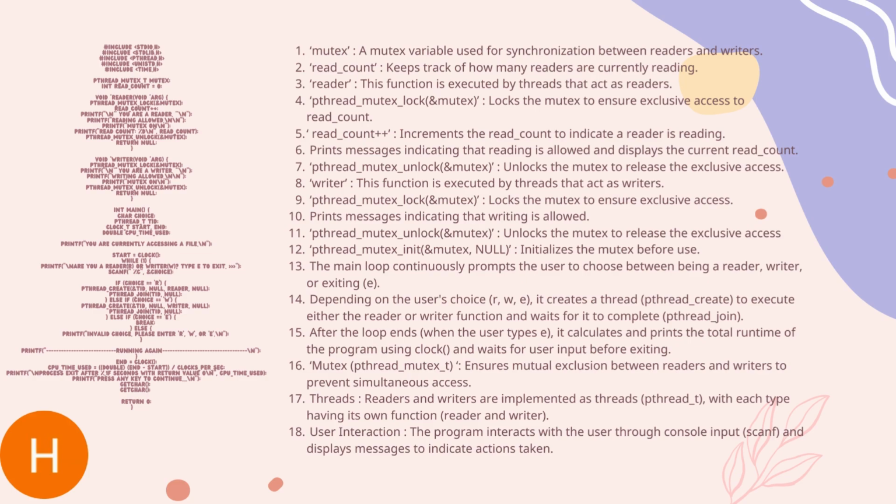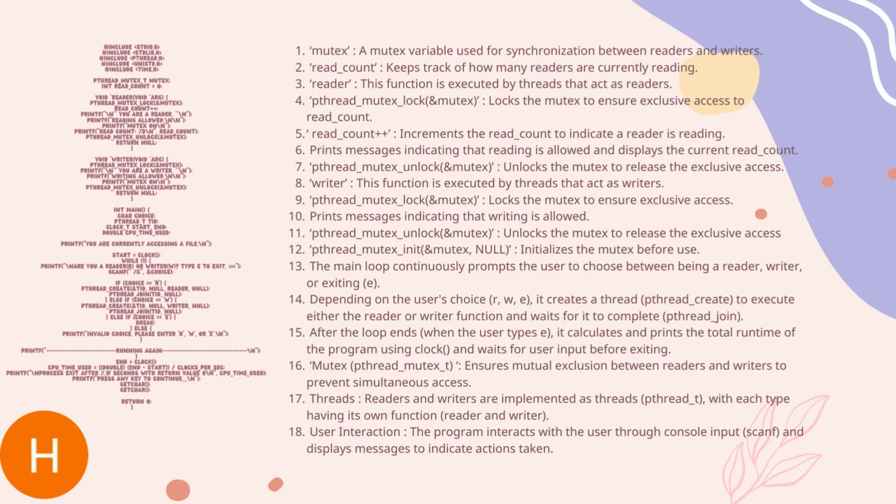The main loop continuously prompts the user to choose between being a reader, writer, or exiting. Depending on the user's choice, R, W or E, it creates a thread to execute either the reader or writer function and waits for it to complete. After the loop ends, it calculates and prints the total runtime of the program using clock and waits for user input before exiting.